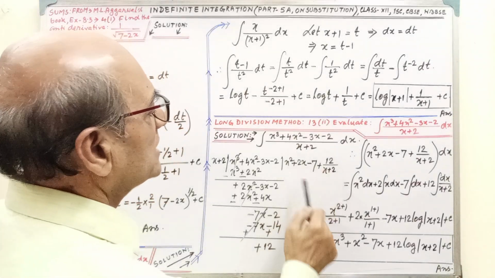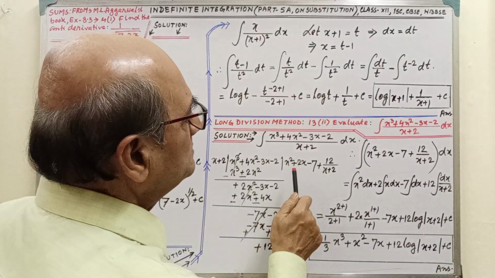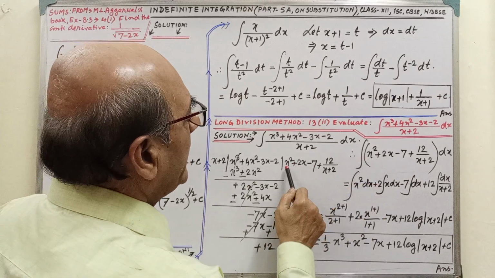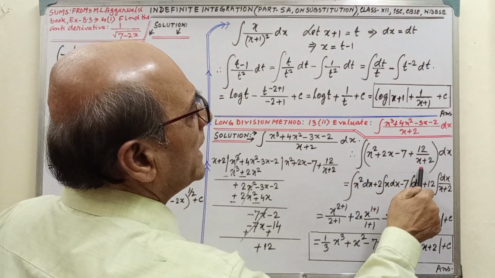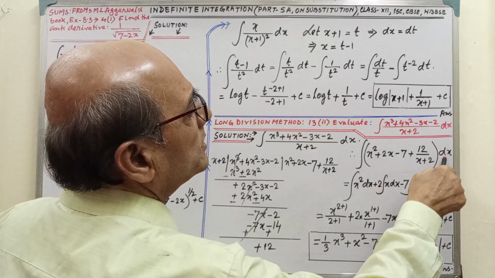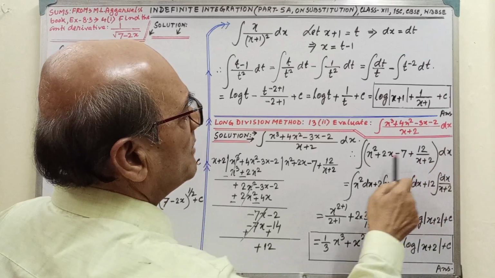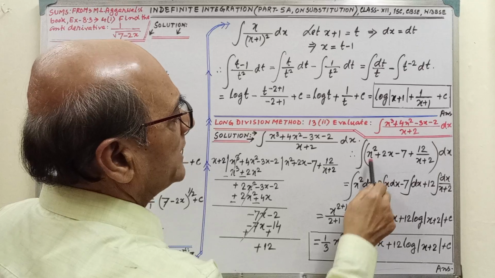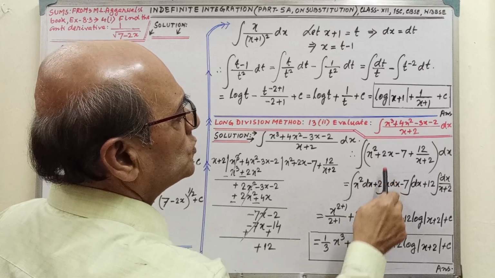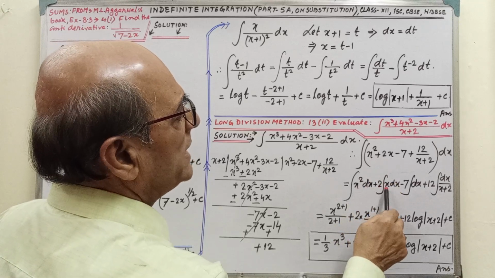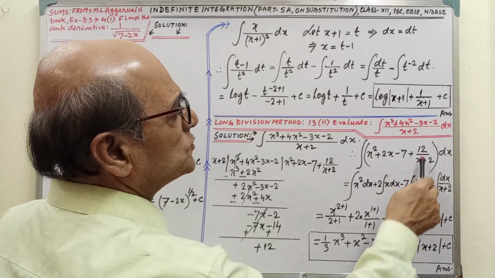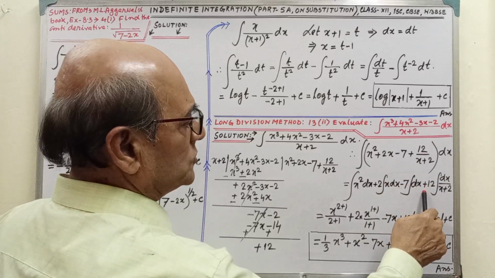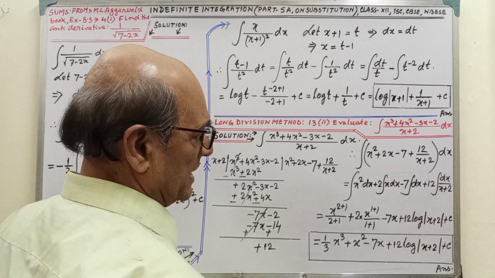Now with this result we have to proceed. So the integral of x square plus 2x minus 7 plus 12 by x plus 2, whole to dx. By separating, we are getting x square dx. These constants will come outside of the integration. X dx, minus 7 will come outside, that is dx. 12 also will come outside, that is dx by x plus 2.